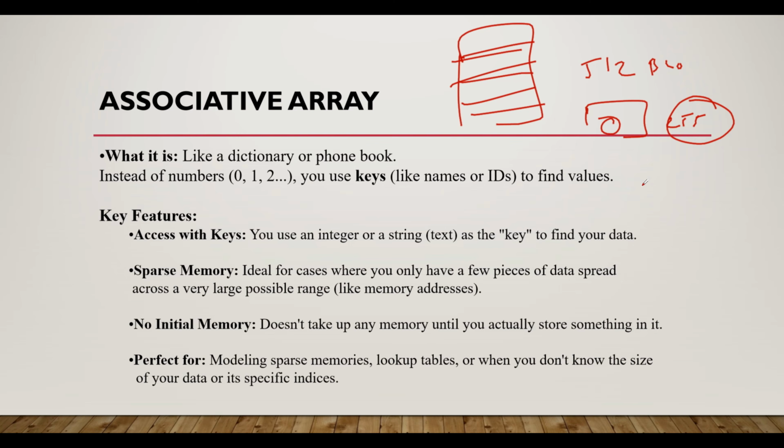Okay, so this sparse memory is ideal for cases when you only have a few pieces of data spread over a large possible range, so you are able to access it. Here no initial memory is created, so you don't have to take care of memory until you actually store something in it.